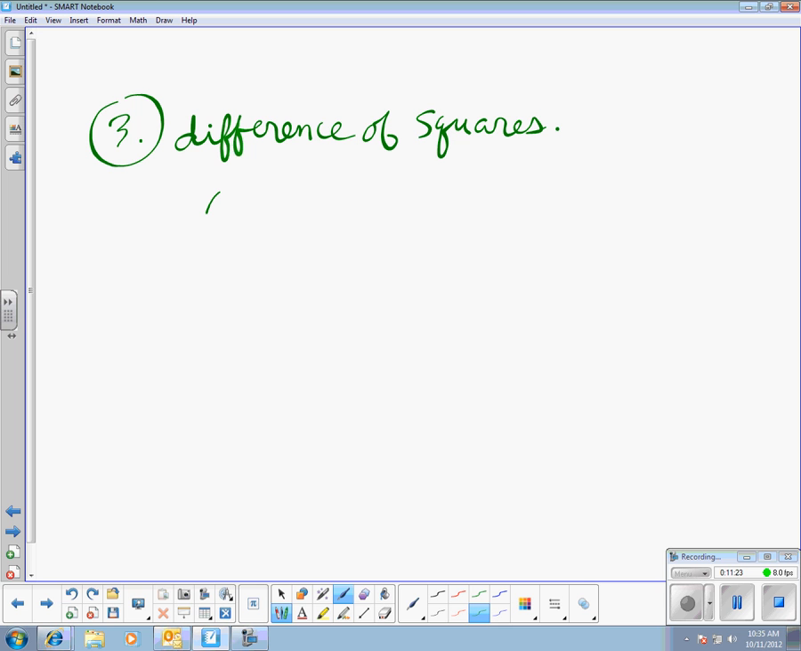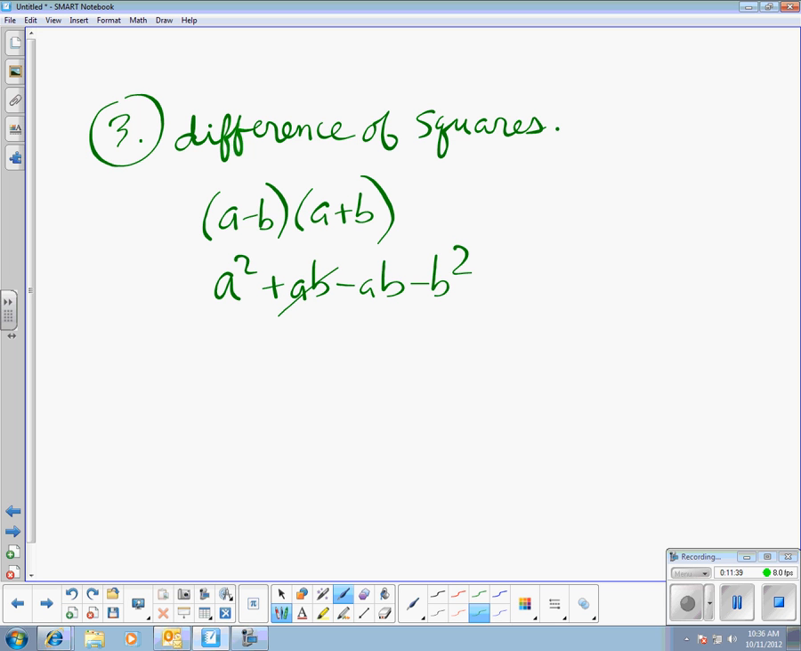And this rule is based on what do you get if you FOIL two conjugates. All right, two conjugates are a plus b and a minus b. If I FOIL these, I get a squared plus ab minus ab minus b squared, which is a squared minus b squared. And factoring a difference of squares is doing this backwards. So if you see two perfect squares with a negative in between, you're going to factor it this way.